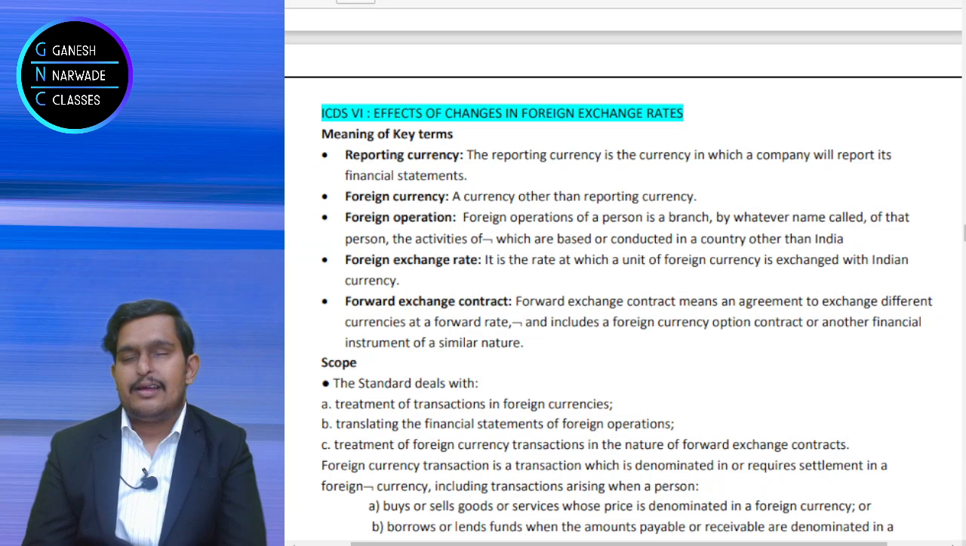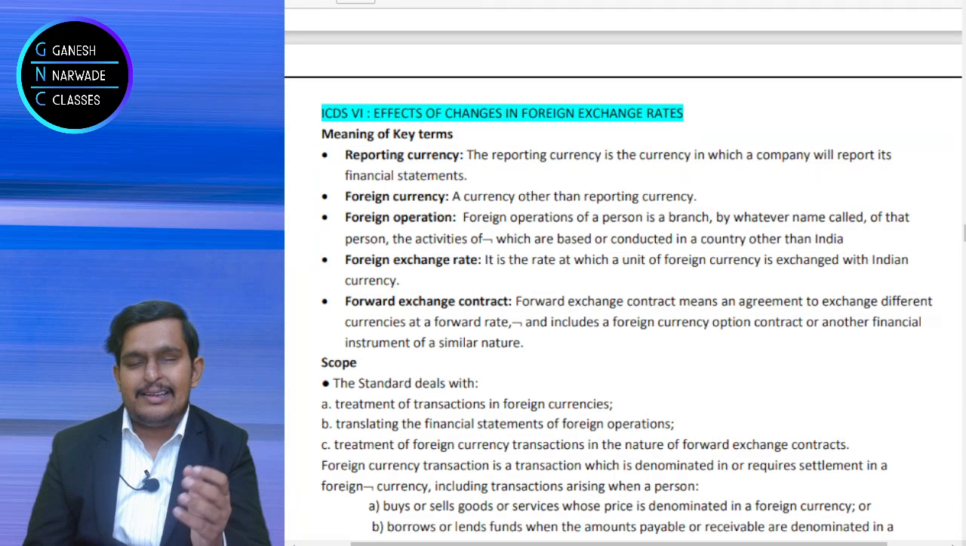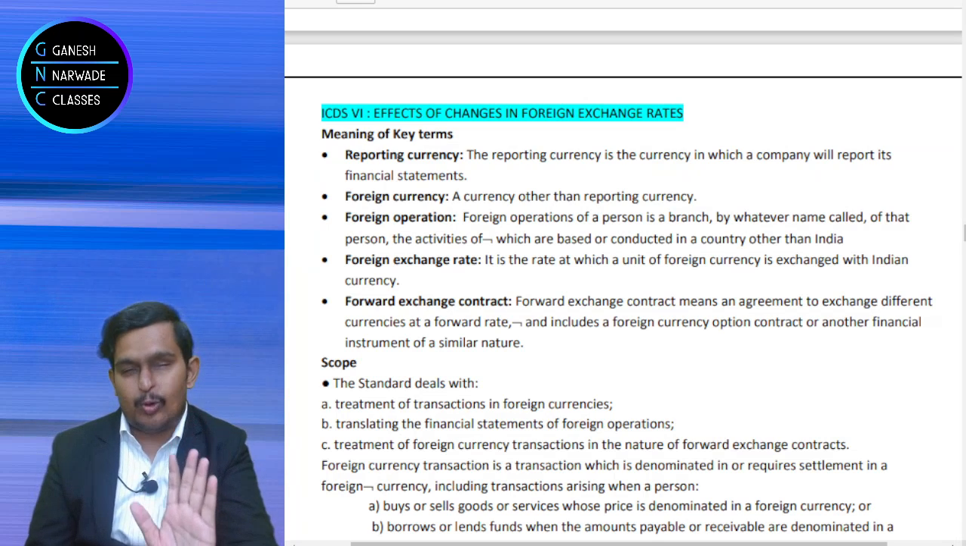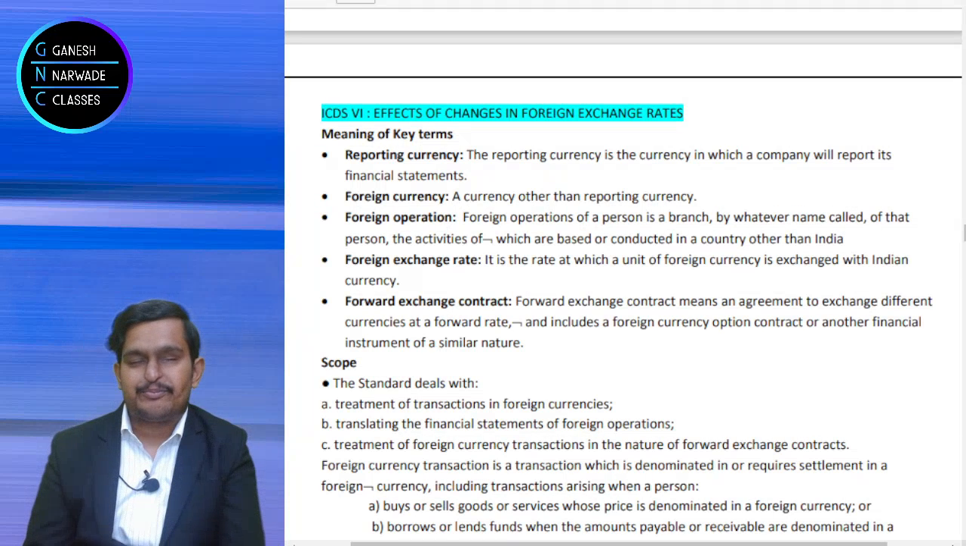So for Reliance Industries, reporting currency is Indian National Rupee. For Walmart, it is US dollars. For Google, it is US dollars. So what does this mean? Reporting currency means the currency of the country from which the company operates, and the currency in which the financial statements are drawn and shown. Clear? Yes, sir. Now, what is meant by foreign currency?